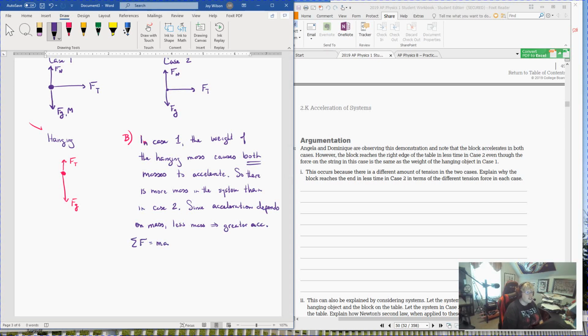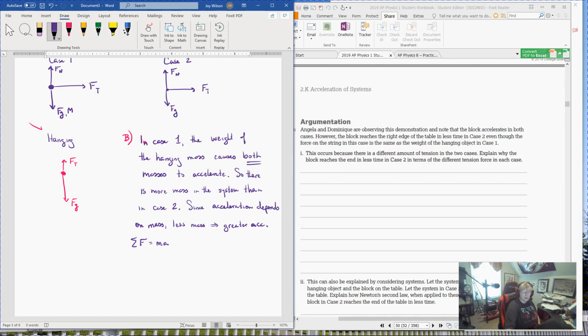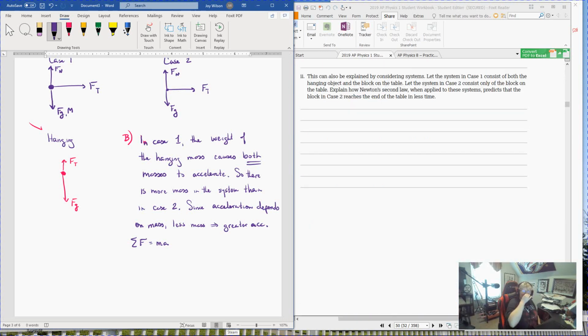So there's a different tension because in the first case, the hanging block has to pull itself. Well, it doesn't pull itself, gravity pulls it, and it moves as well as the other block. So you have two masses in the problem. In case 2, even though you apply the same amount of force on the string, since you only have to move one mass, less mass means a larger acceleration. They are inversely proportional. Okay? Now, part 2 says, let the system in case 2 consist only of the block on the table. Explain how Newton's law, when applied to these two systems, predicts that the block in case 2 reaches the end of the table in less time.